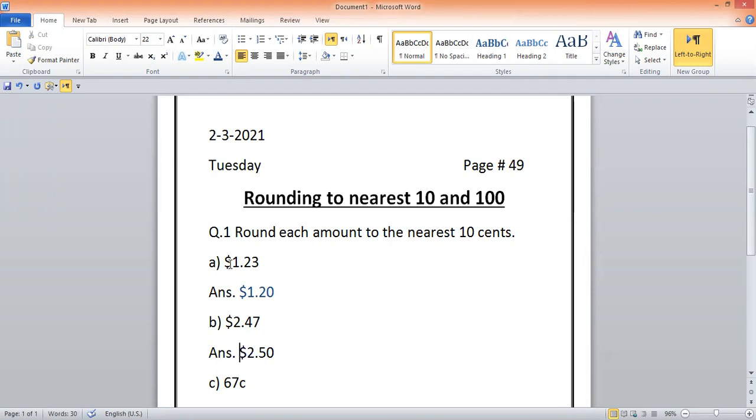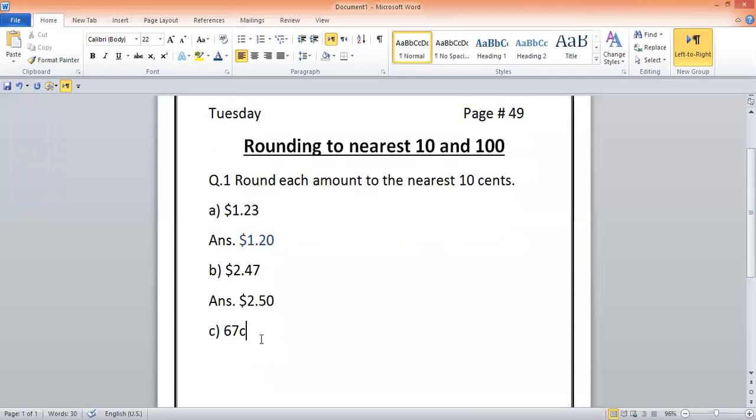Same here. It is $1.23. You have to round off to the nearest 10 cents, so you will not care about the dollar. You will care about only cents: 23. Now you check if 3 is greater than 5 or less than 5. Less than 5, so you don't need to add 1 to 2. It will stay 2, and you add 0: 20. And you write the same dollar here: $1.20. This will be your answer. Clear, guys? That's very good. Now answer me for C, 67 cents. Now there is no dollar, only cents. This is very easy.